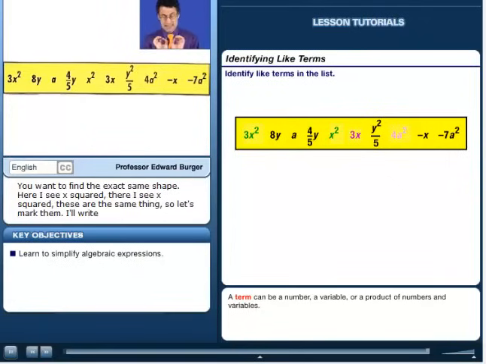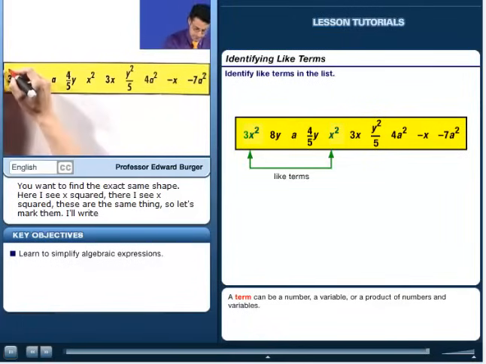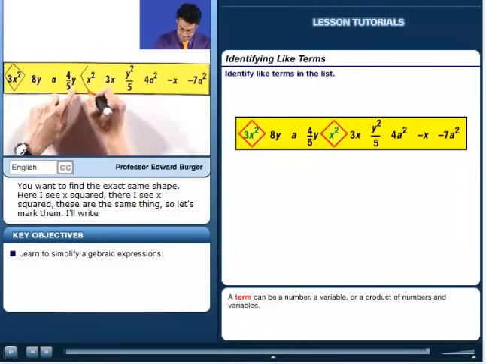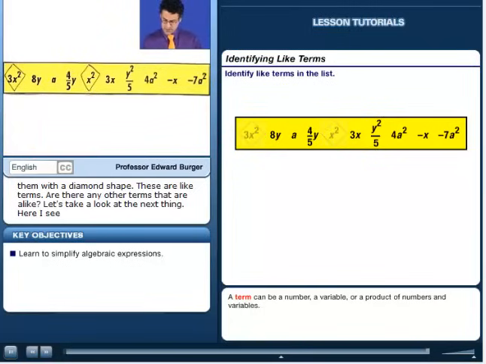You want to find the exact same shape. Well, here I see x squared. Here I see x squared. These are the same thing. So let's mark them. I'll write them with a diamond-y shape. These are like terms. Okay, are there any other terms that are alike?